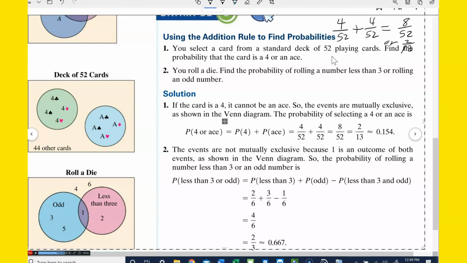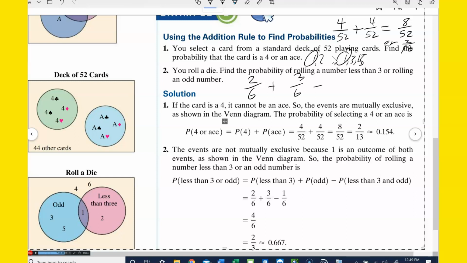All right, number 2, you roll a die. Find the probability of rolling a number less than 3 or rolling an odd number. What's the probability of rolling a number less than 3? Well, that would be a 1 and a 2, so that's 2 out of 6. Plus, what's the probability of rolling an odd number? Well, that's 1, 3, or 5, so that's 3 out of 6. But the problem is the 1 got counted in both categories. The 1 got counted twice.